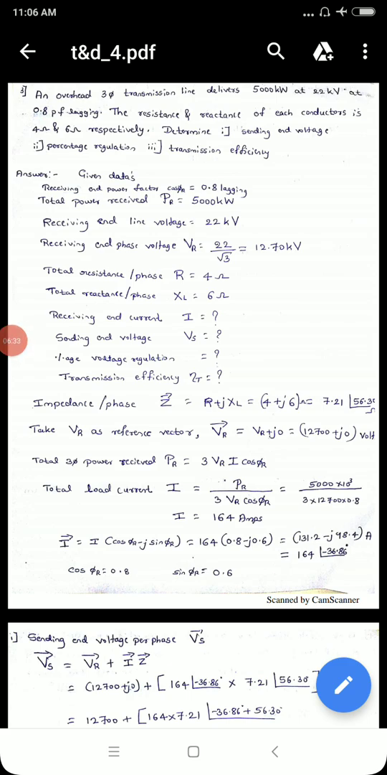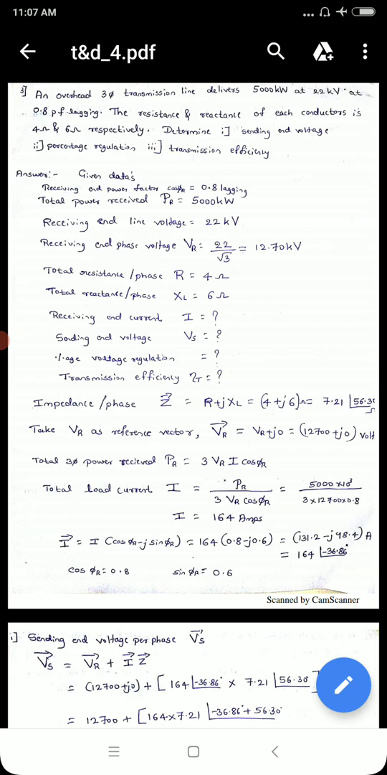Next problem: an overhead three-phase transmission line delivers 5000 kilowatt at 22 kilovolt at 0.8 power factor lagging. The resistance and reactance of each conductor is 4 ohms and 6 ohms respectively. Determine sending end voltage, percentage regulation, and transmission efficiency. So write down what is given. Power factor is 0.8, receiving end power is 5000 kilowatt, VR, the receiving end voltage, is 22 kV. The receiving end phase voltage we need to calculate, because it is a 3 phase system, obviously 22 by root 3, that is 12.7 kilovolt. R is 4 ohms, XL is 6 ohms. We need to calculate I, VS, percentage regulation, and efficiency.